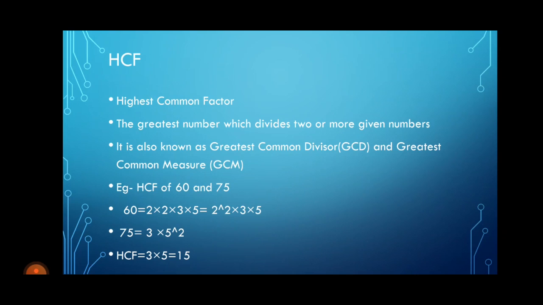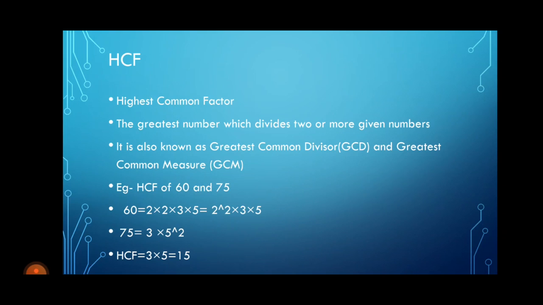Consider the factor 2. 2 is not common in 60 and 75. 2 is present only in case of 60. There is no value 2 in 75. So we have to skip the value 2. And the second factor is 3. 3 is present in both 60 and 75, and the least power is 3 raised to 1. In both cases 3 is only present, so we pick up 3 raised to 1.